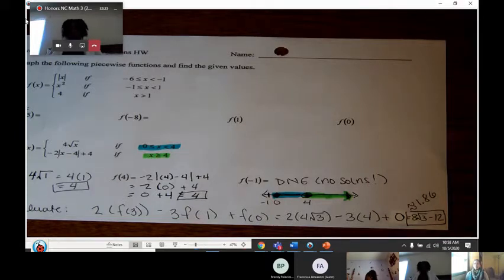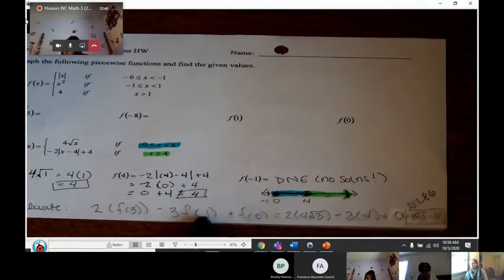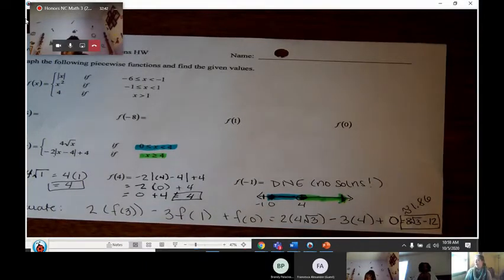What questions do you guys have about that process? So anytime we see an equation like that, all we're doing is filling in f of x, right? Yeah, exactly. All you do is you figure out what each of these f values are, and you replace them with the number, and then you solve it that way.